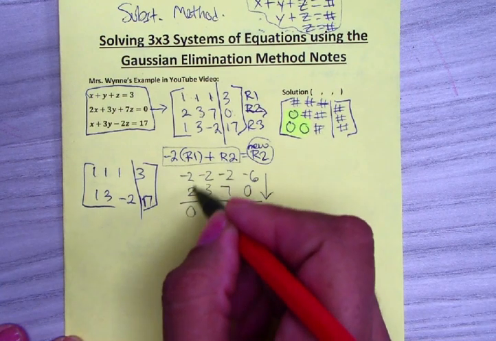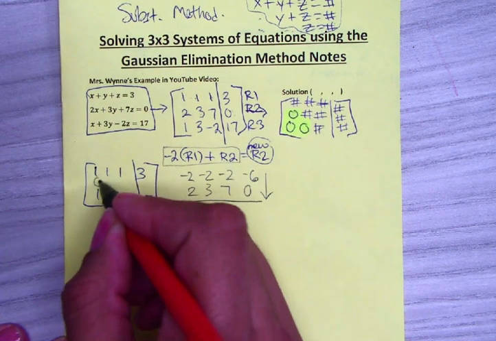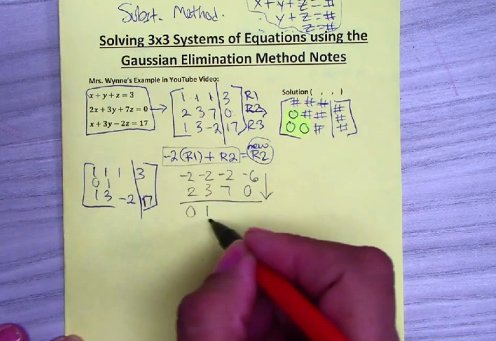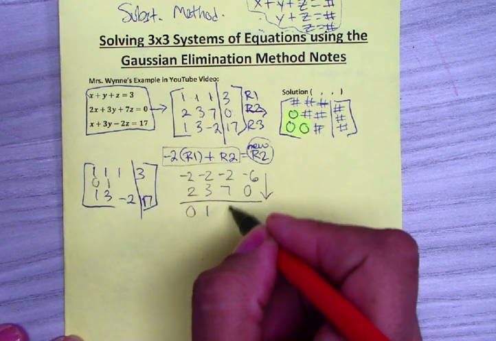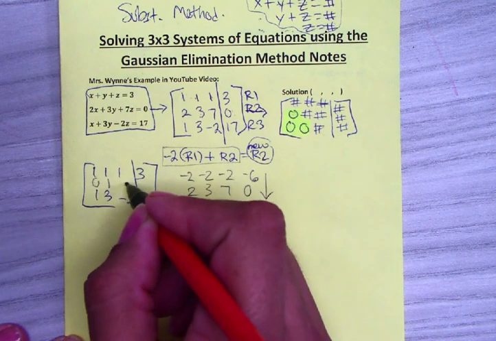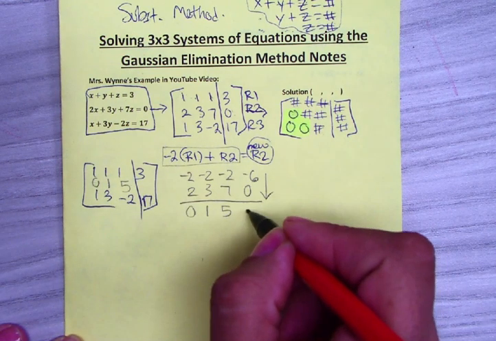So here we're going to have 0, +1, and go ahead and make sure you're writing this as you get these. -2 and 7, that will be +5. And -6 and 0, that's -6.